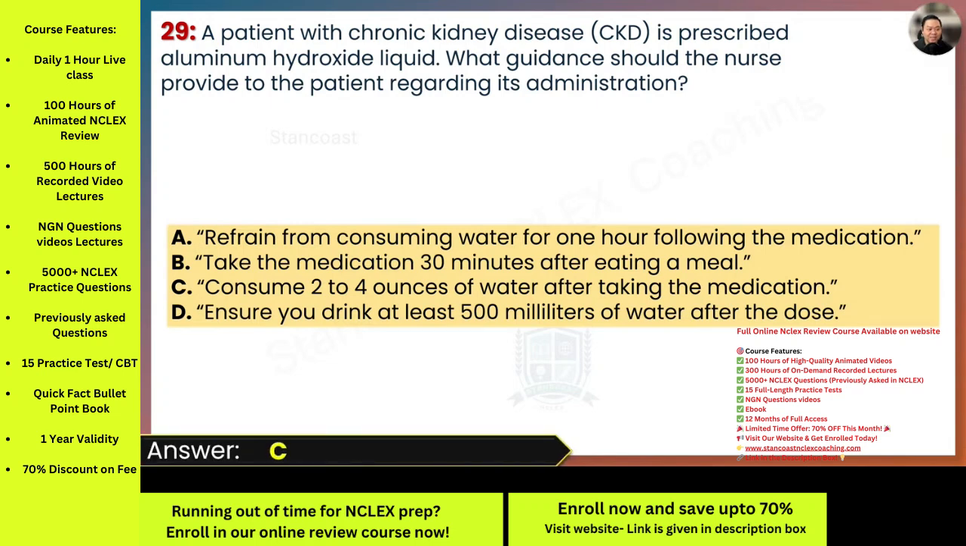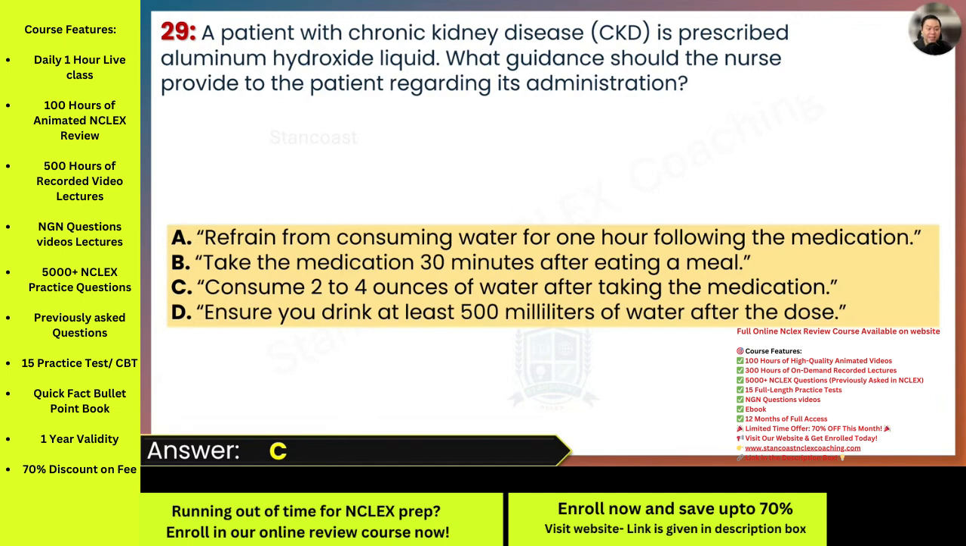The answer is letter C. That's to consume 2 to 4 ounces of water after taking the medication. Well, this is done to ensure the medication reaches the stomach. This will help dissolve the medication and ensure that it does not sit in the esophagus, which could cause irritation. And the recommended volume is 2 to 4 ounces to immediately flush the drug.